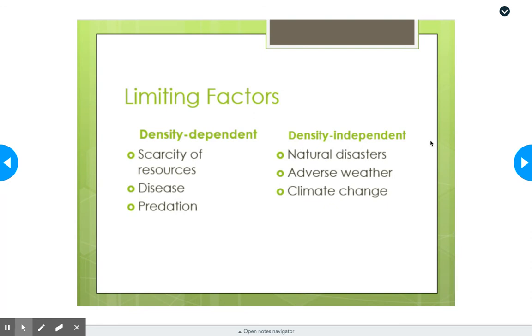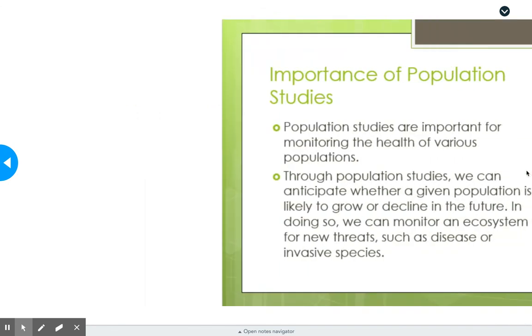Then we have density independent limiting factors, which are natural disasters like storms, weather, droughts, famine, things like that. Then we have adverse weather, so similar to natural disasters, and climate change is a big one. So those are the limiting factors.